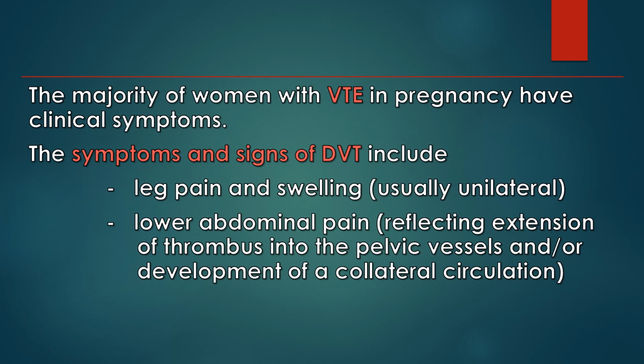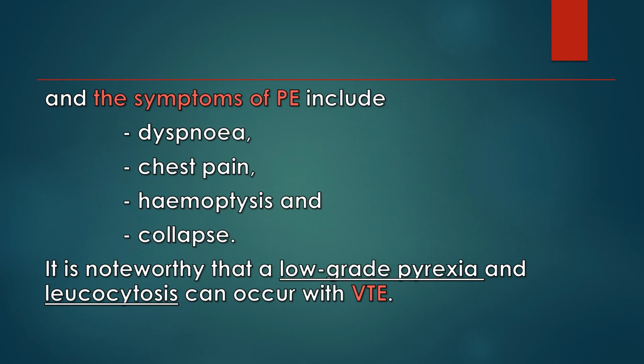The majority of women with VTE in pregnancy have clinical symptoms. The symptoms and signs of DVT include leg pain and swelling, usually unilateral, and lower abdominal pain, reflecting extension of thrombus into the pelvic vessels and/or development of a collateral circulation. The symptoms of PE include dyspnea, chest pain, hemoptysis, and collapse. It is noteworthy that a low-grade pyrexia and leukocytosis can occur with venous thromboembolism.